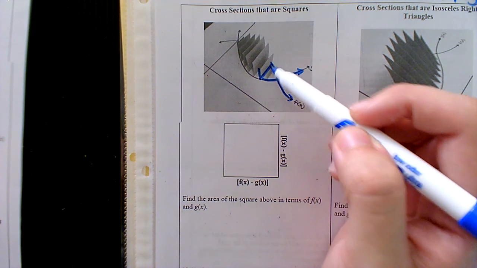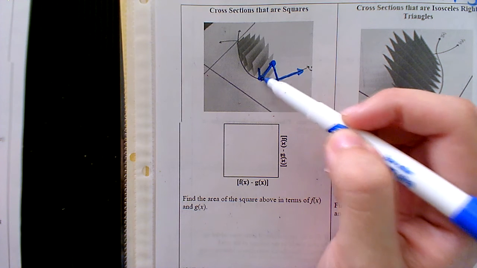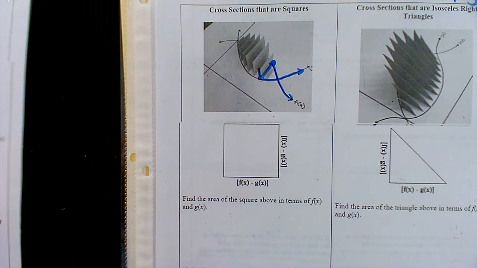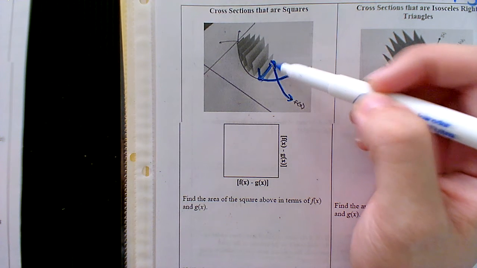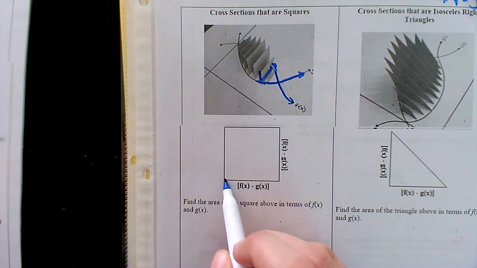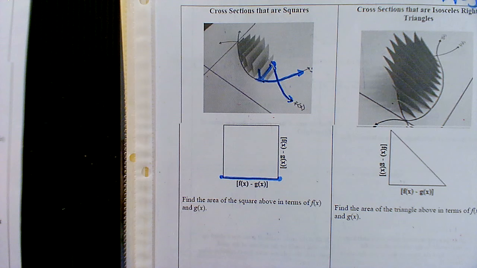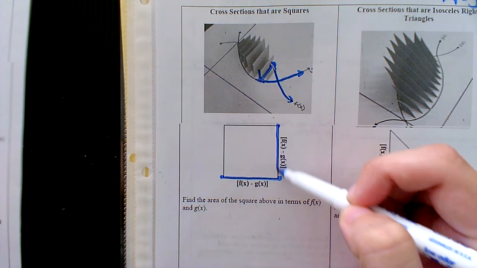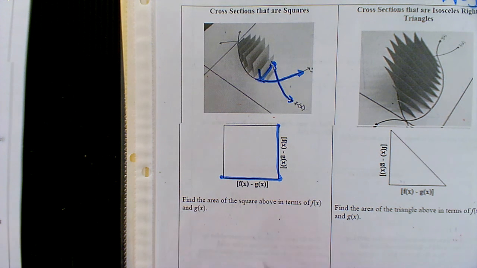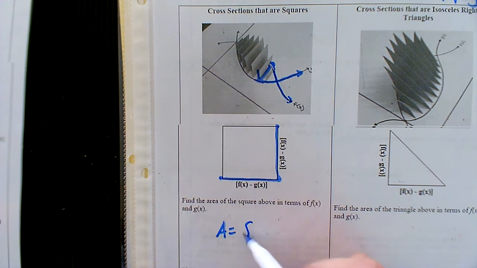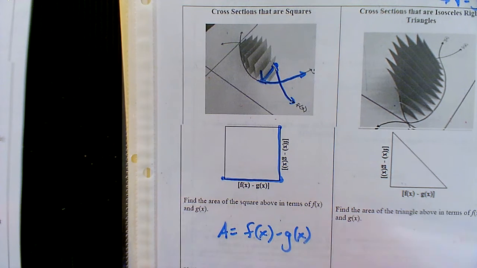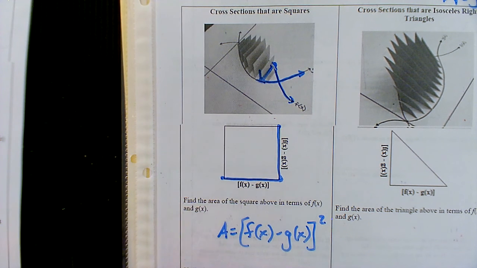But how can we represent that side length? Go ahead, Caitlin. Top minus bottom, right? In this case, the top function is f of x minus the bottom function is g of x. So notice how that's labeled in your little diagram there. The base of that cross-sectional square is f of x minus g of x, and since it's a square, it's the same on the side, right? So the area, we could say, is f of x minus g of x, and we are squaring that, right? The base times the height. F of x minus g of x times another f of x minus g of x, you get f of x minus g of x squared.